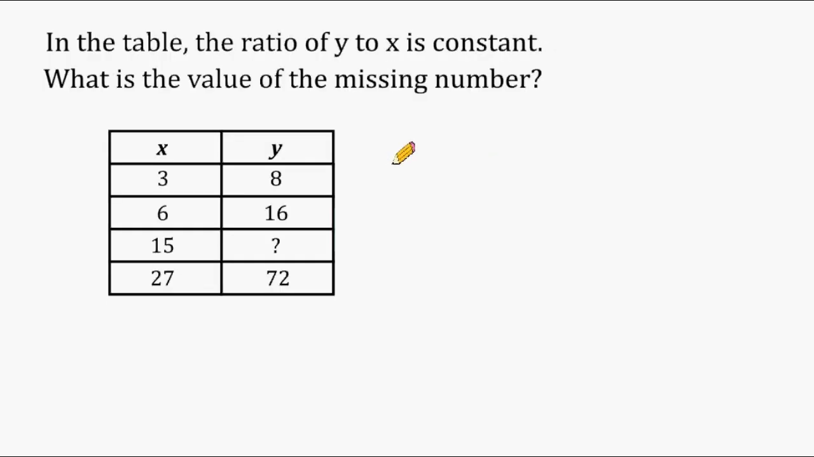This problem states that in this table the ratio of y to x is constant. And they want us to figure out what is the value of this missing number right here. Now, when they say that the ratio of y to x is constant, they're just saying that, for example, this value here of 8 to this value here of 3, so 8 to 3, would be equivalent to the next pair of numbers, or 16 to 6, and so on.